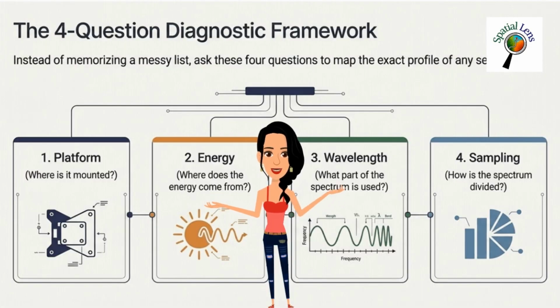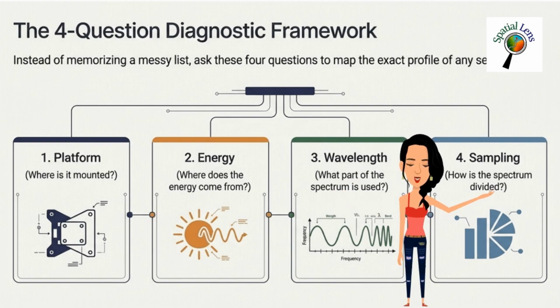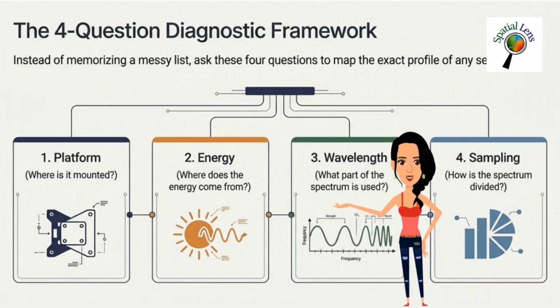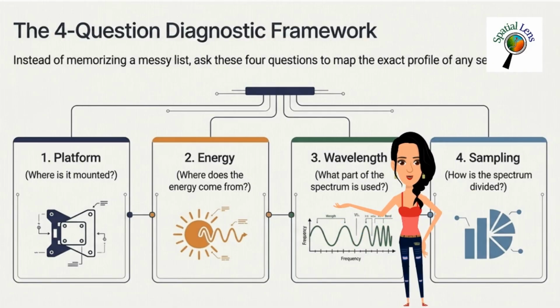To understand the different types of sensors, we can ask 4 simple questions. First, where does the energy come from? This gives us active and passive sensors. Second, which part of the electromagnetic spectrum does the sensor detect? This gives us categories such as optical, thermal, and microwave. And third, how does the sensor sample the spectrum? This gives us categories such as panchromatic, multispectral, and hyperspectral.